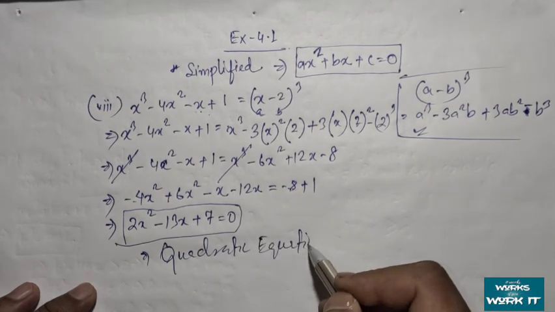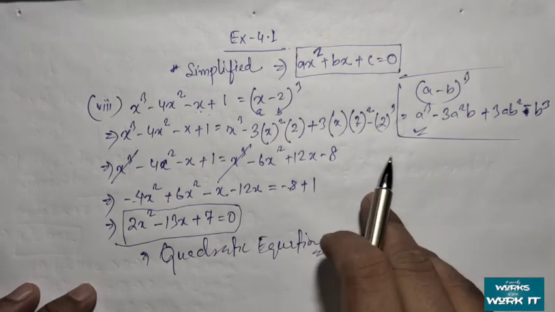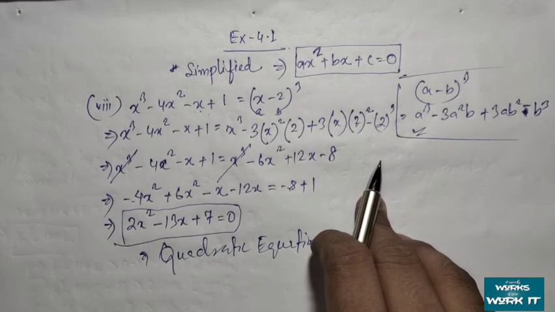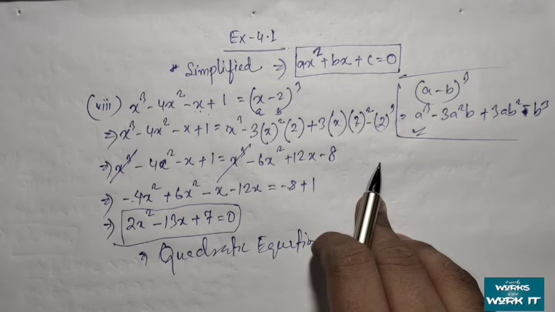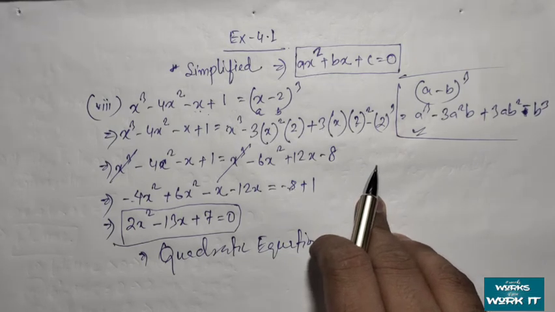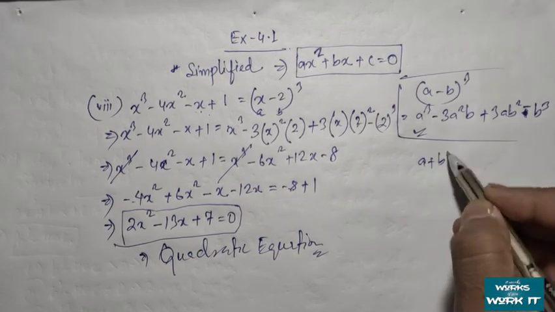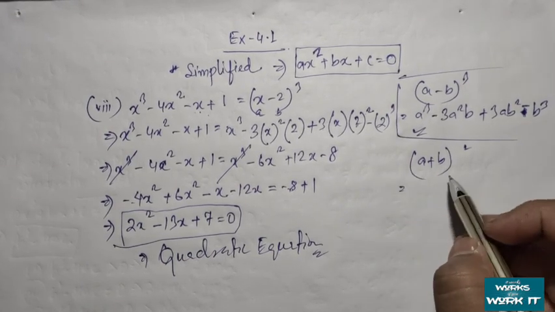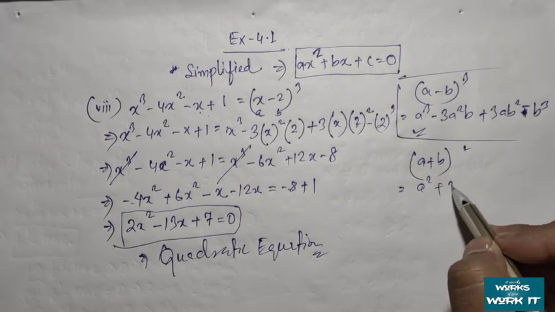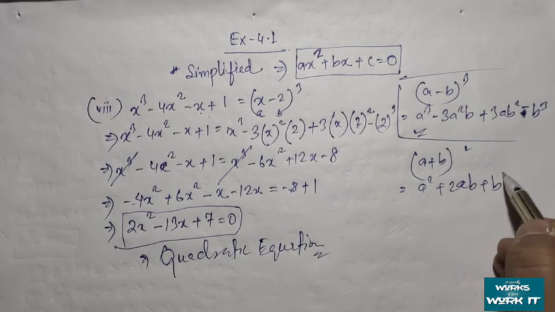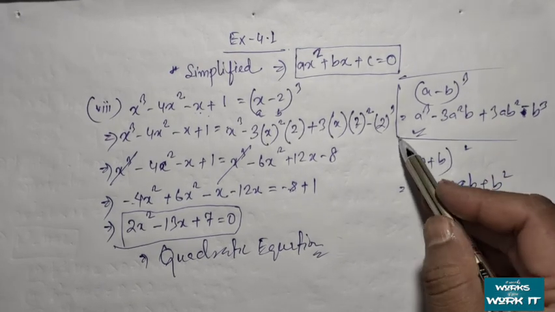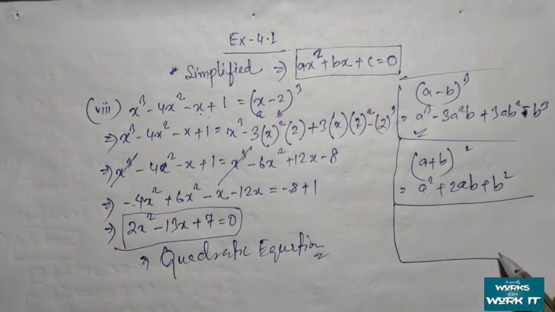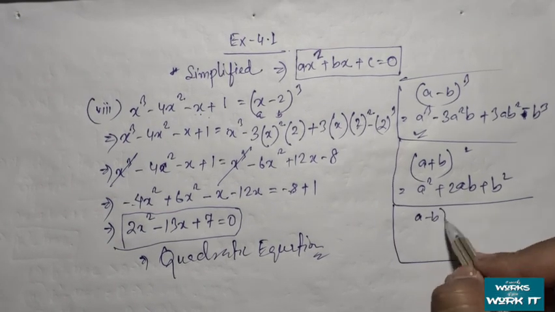Like this, we need to solve all the questions of Exercise 4.1 and show whether each is a quadratic equation or not. You have to use several algebraic formulas. Sometimes you may have to apply a plus b whole square, which is a square plus 2ab plus b square. You already have these formulas, but I am showing them so that it is easy for you to solve the equations.